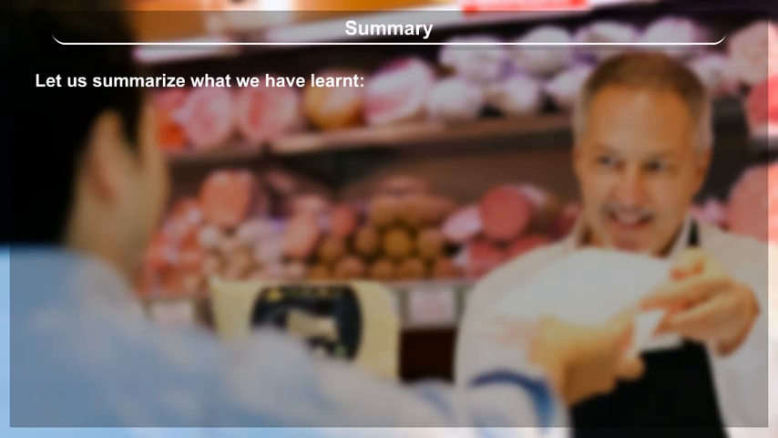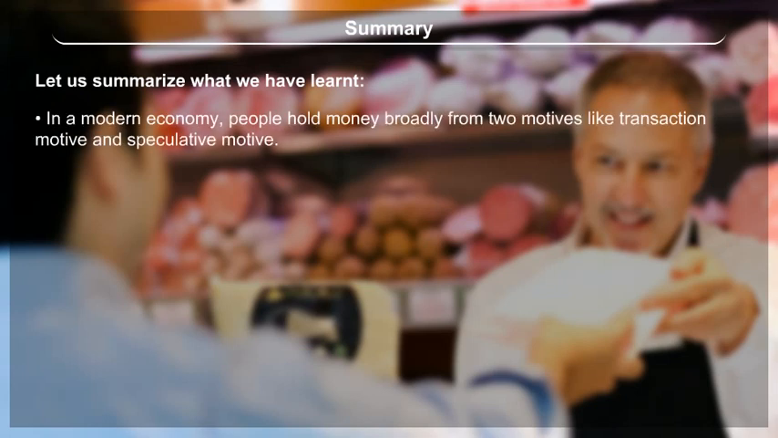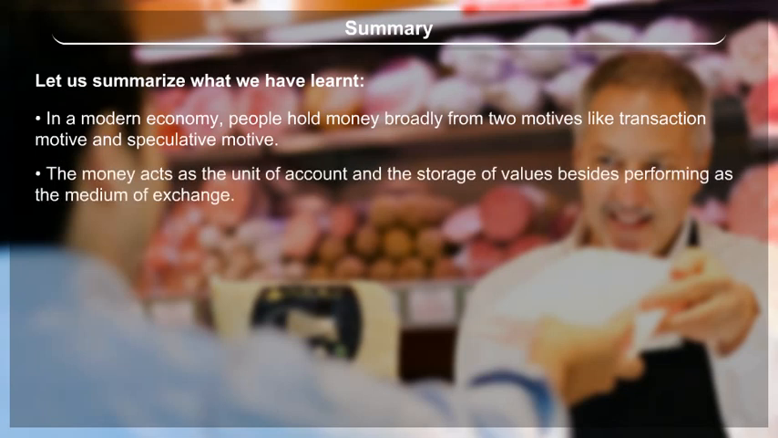Summary. Let us summarize what we have learned. In a modern economy, people hold money broadly from two motives, like transaction motive and speculative motive. The money acts as the unit of account and the store of value besides performing as the medium of exchange.